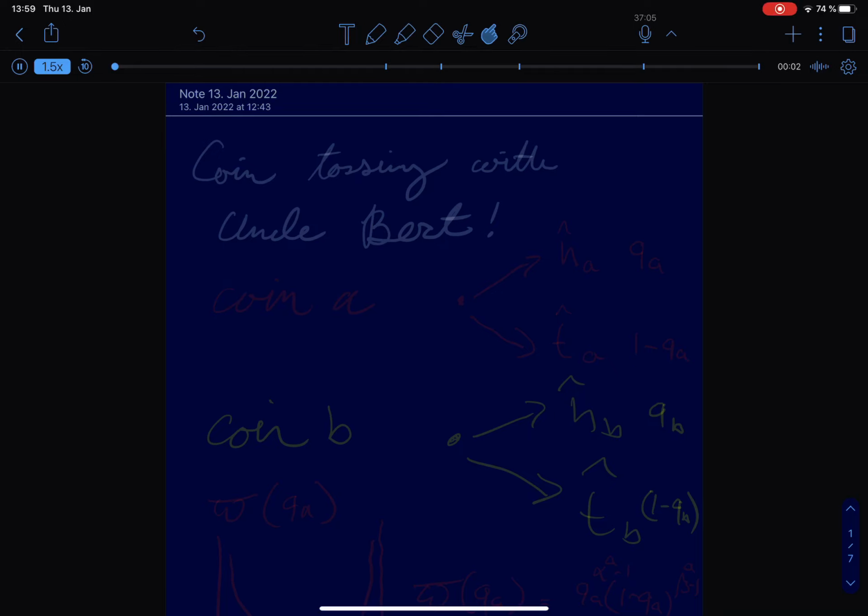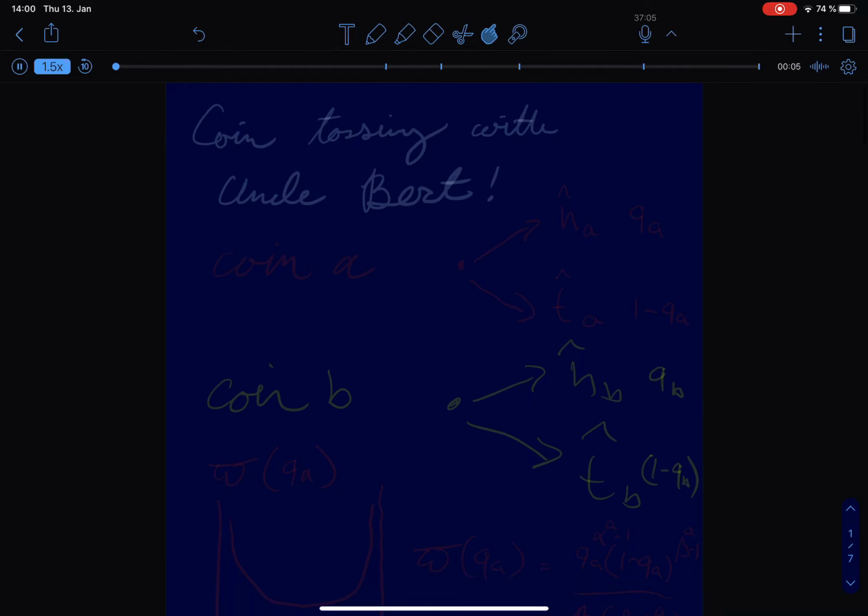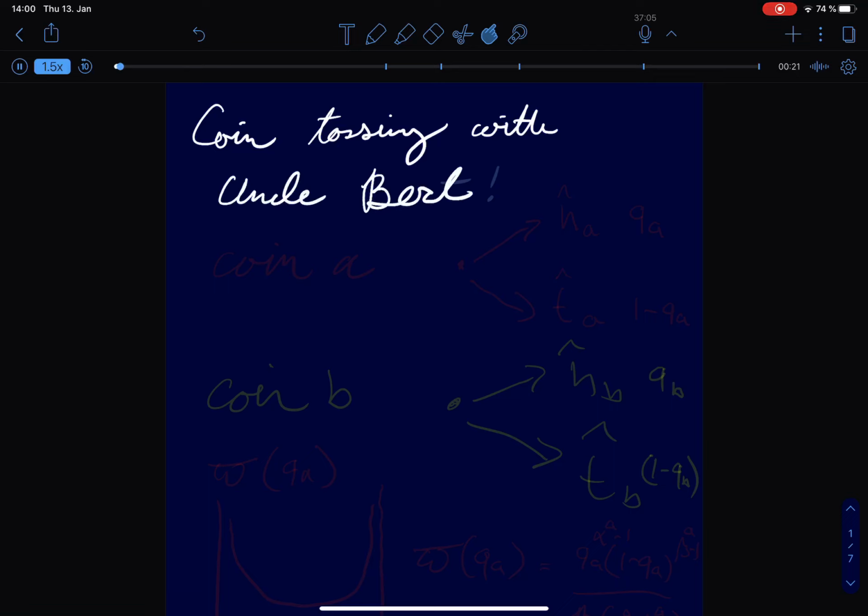So today I'll be discussing the coin tossing problem that I've been mentioning. I call this coin tossing with Uncle Bert. And Bert, of course, refers to Bert Capon, the uncle of this particular problem.